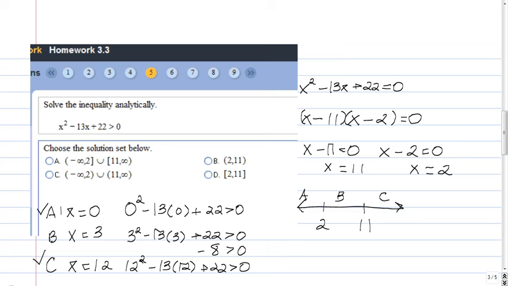So we know that region A and region C include our solutions. We cannot include the endpoints because we're strictly greater than. So our solution set would be C, negative infinity to 2, union 11 to infinity.